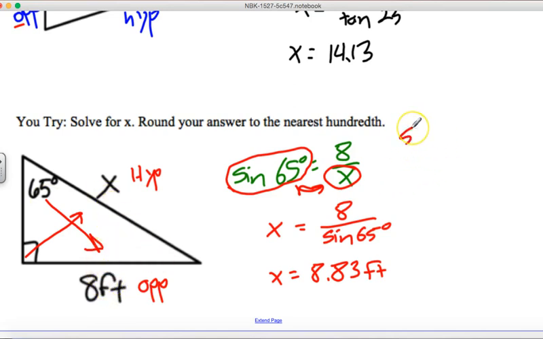The trig function that uses opposite and hypotenuse is sine, because it's with O and H. So we do the sine of 65 degrees equals the opposite 8 over the hypotenuse x. Our variable's on the bottom, so we just swap it with the trig function. So now x equals 8 divided by sine 65 degrees. Type that in the calculator and you should get 8.83 feet, which is the units we're in.